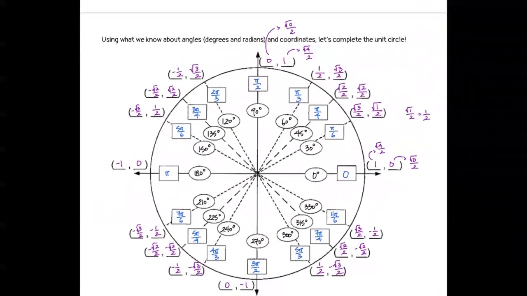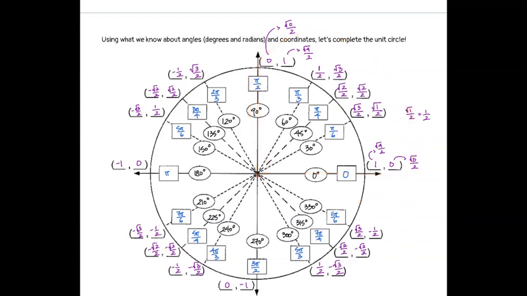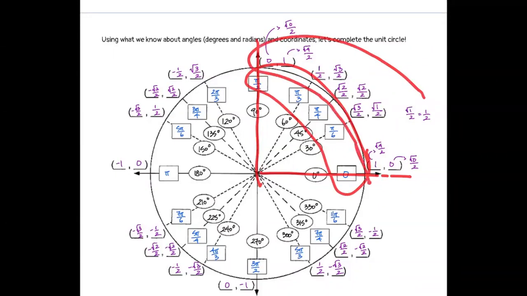All right. So a few things here. This quadrant right here, if you can sit and draw this and write down the angle measures and the coordinates in less than 2 minutes, that's a really good place to be. Okay. If you're not there yet, challenge yourself to get there. Just the first quadrant, these angles, these coordinates.